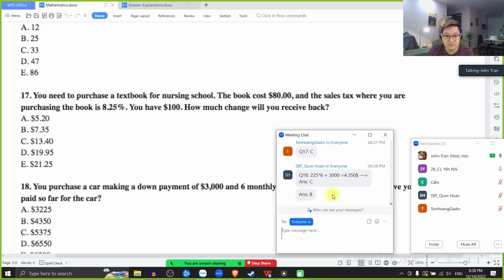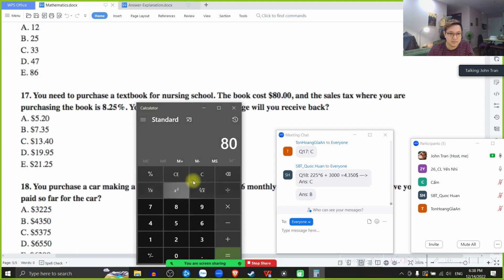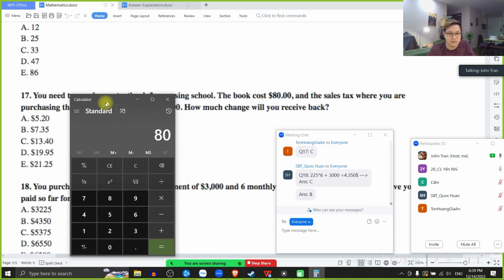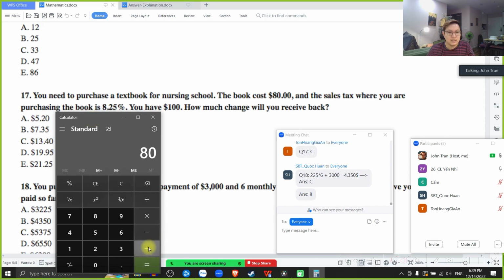Okay. Sounds like we have two different answers now. Oh no, we have C, isn't it? So, what do we have? $80 for the original book. So $80 is for the book, but when you purchase the book, the tax is 8.25.